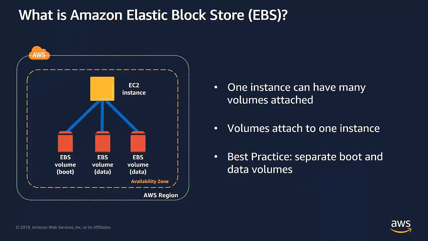A single EC2 instance can have multiple volumes attached to it. However, an EBS volume can only be attached to one instance at a time. As a best practice, it's recommended to separate boot volumes from data volumes. You want to keep boot volumes as small as possible and store your data on separate volumes. This gives you the flexibility to adapt the storage architecture to your needs.